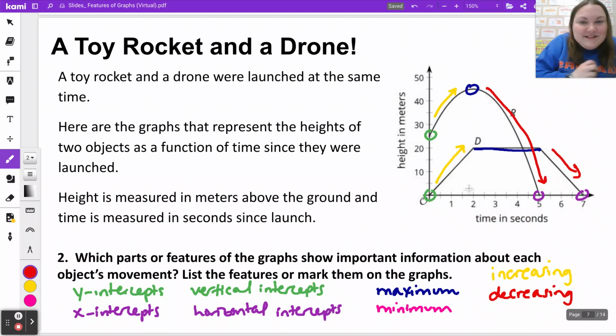The increasing and decreasing is how we knew if the toy rocket was going up in the air or when it was going down. These are all features that when you're trying to make sense of what a graph is telling you, these are all important things to look at. I matched up these definitions with this picture here.